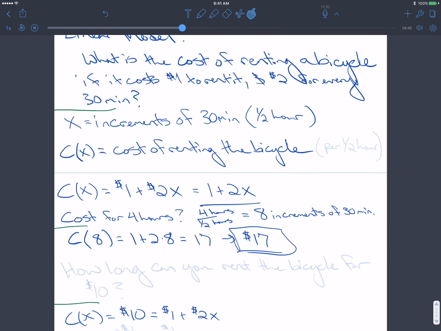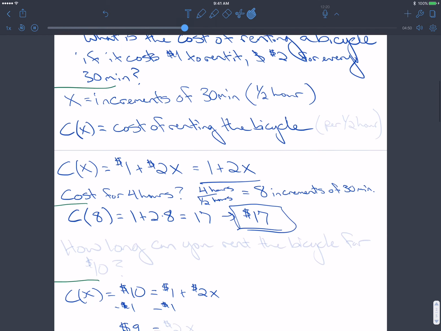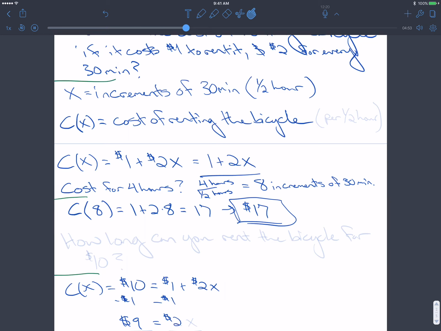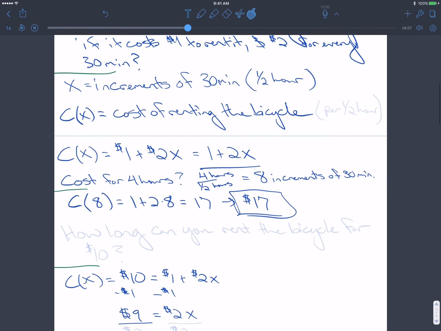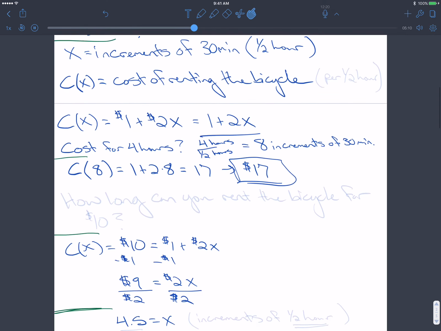Subtract the 1. You have $9 is equal to $2 times x. Divide by 2. Now, since both of these have the dollar unit, that unit can be gone after this point. So I have 4.5 is equal to x.